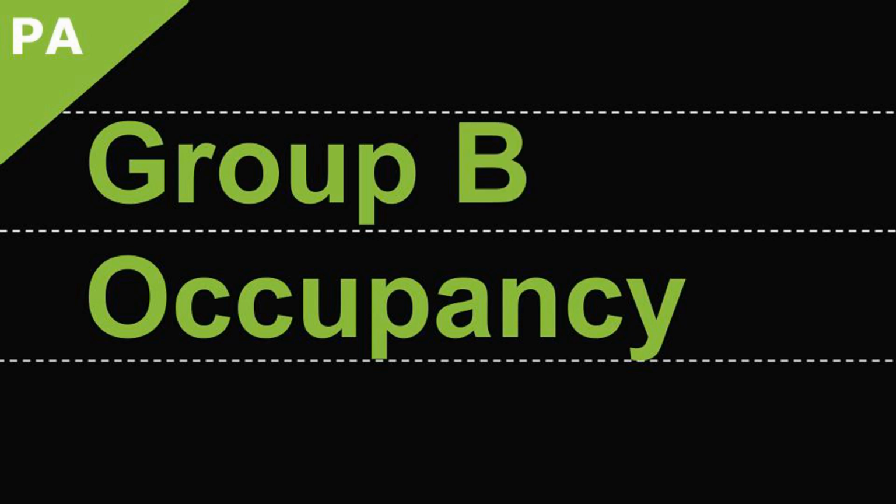Group B Occupancy. Group B occupancy has one occupancy type, Group B1, which is for business, for office or service transactions such as offices, banks, educational above the 12th grade, and post offices.